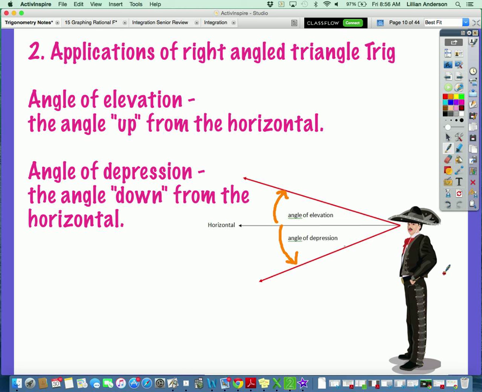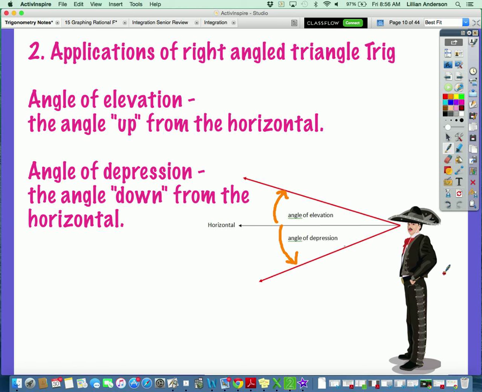Forgot this from geometry, applications of right triangles. You have angles of elevation and angles of depression. Elevation, right, going up from some horizontal line. Angle of depression, the angle going down from a particular horizontal.